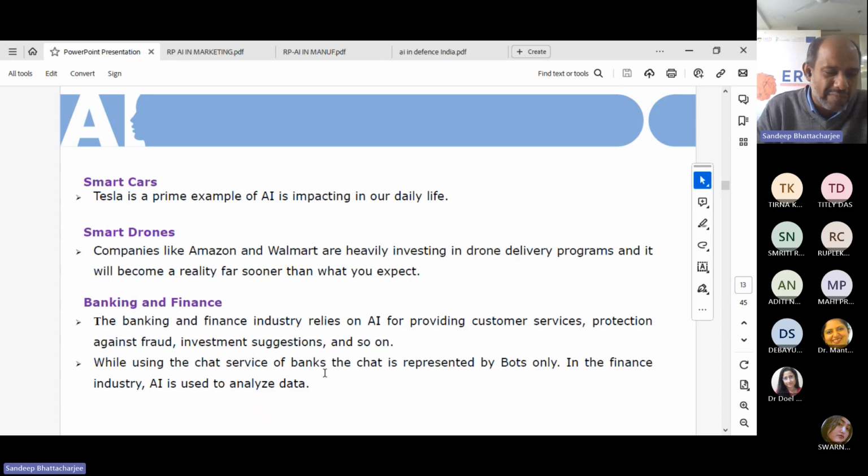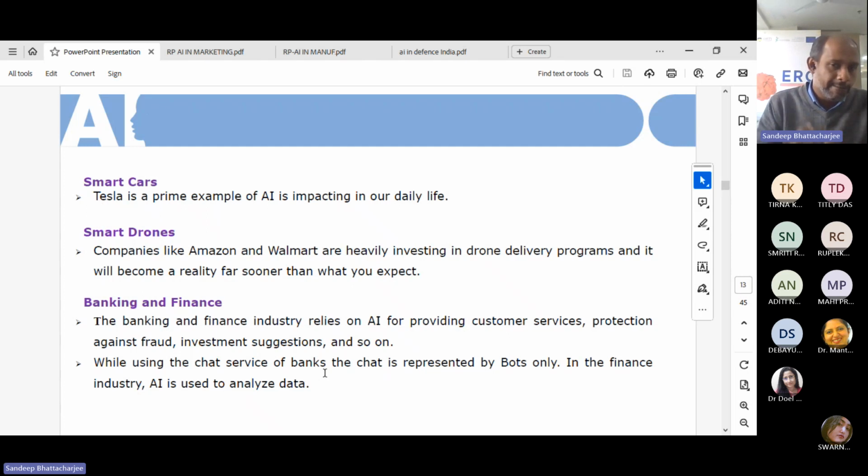Then you have got smart drones. I think everybody knows Amazon has already been using this concept of smart drones, and Walmart has also started this service in the US. Especially, they are delivering certain important products, especially medicines, in those areas where it is very difficult to venture using roadways or railways or other methods of transportation. So the drone delivery system, Amazon's system, is known as Amazon Go. I think you might be aware of this. They are heavily investing in drone delivery programs, these two companies, and it will become a reality far sooner than we can expect.